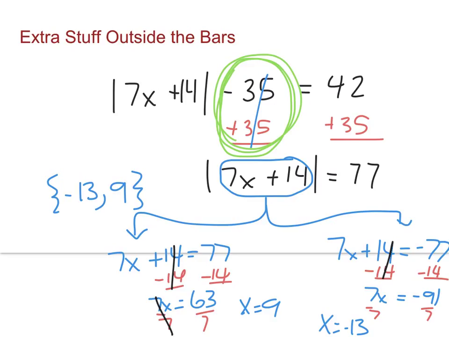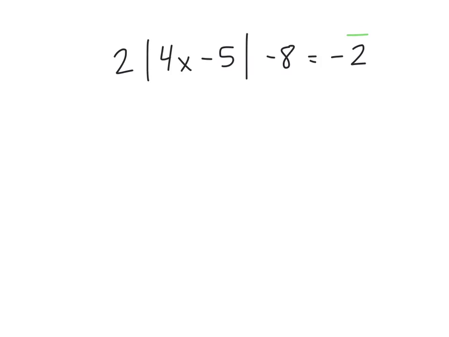Let's look at one more final example. Okay, we're still working with extra stuff outside the bars. How about 2 times the absolute value of the quantity 4x minus 5, minus 8 equals negative 2. Now, let me point something out to you right now. This, negative 2, is actually not an issue. All right, and I'll show you why.